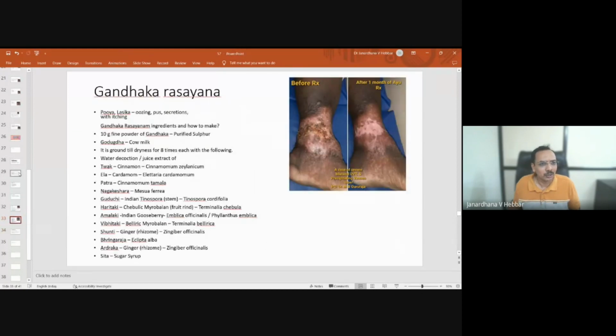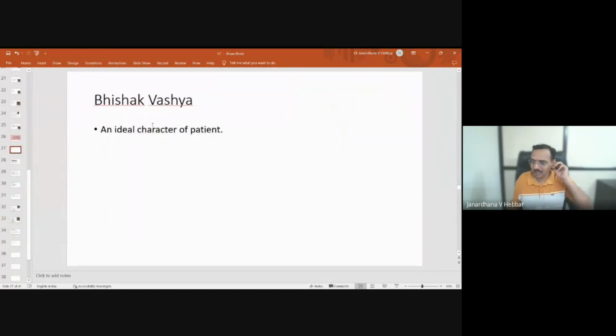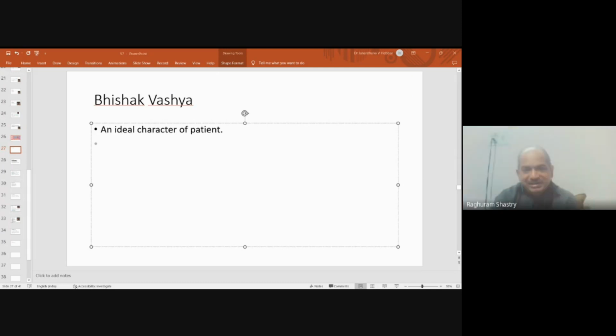And Raghuram, sir, another thing that he told me, which we briefly touched on, is Bhishak Vashya, an ideal character of the patient. How to make patients Bhishak Vashya, or what is Bhishak Vashya, and are there any tricks to make the patient Bhishak Vashya? Definitely. See, when I do consultation, and even after the consultation, I give my time.